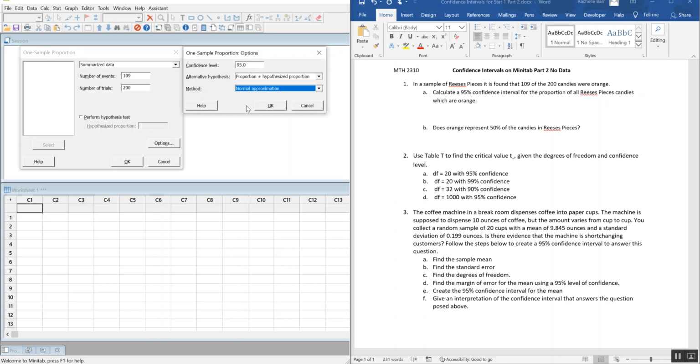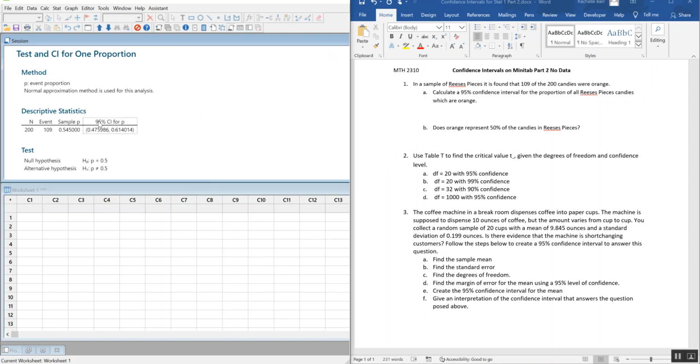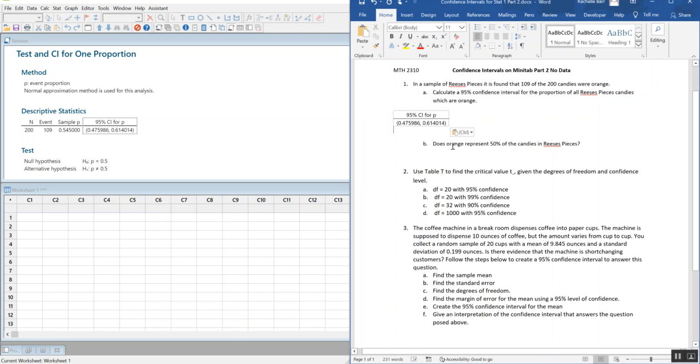The exact method isn't that different from the normal approximation one. It's just the one that we use in general. They're not that different. It doesn't matter. If you would like to know more, Google it. Let's hit OK, and hit OK again. And there's our confidence interval. Since the confidence interval is the only part I need, I'm just going to copy it and paste it to my document. And I'm done. There's my confidence interval.